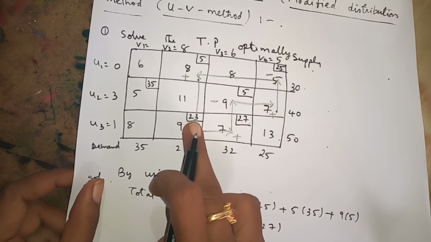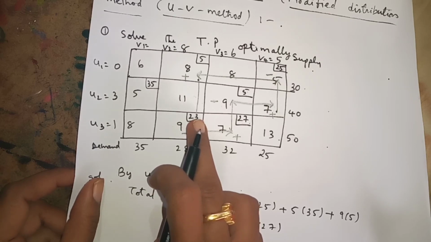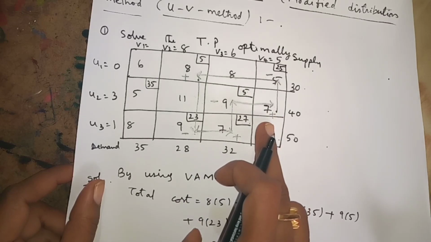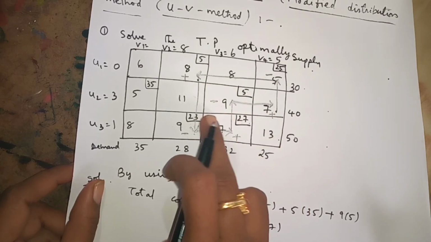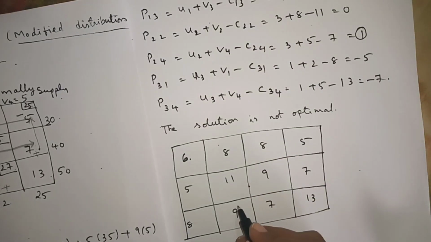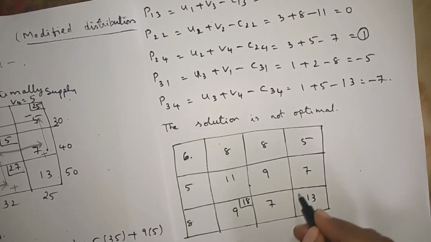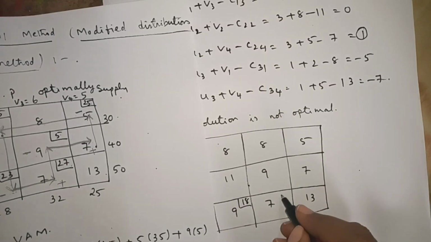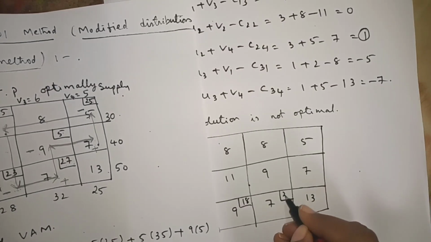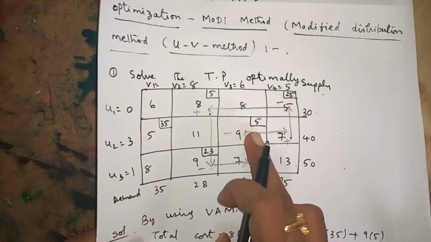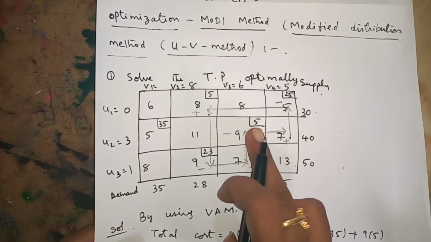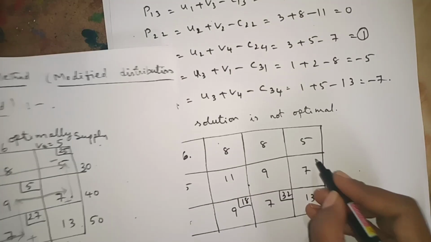Here 23 is there. From this 23 I am transferring 5 units to the next cell. From here, if you send 5 units to here, remaining is 18. Here you will get 18. Here 27 plus 5 will become 32. Now from here to here negative cell is there. From here to here I am sending 5 units. Here nothing will be left. Here only 5 will be there.